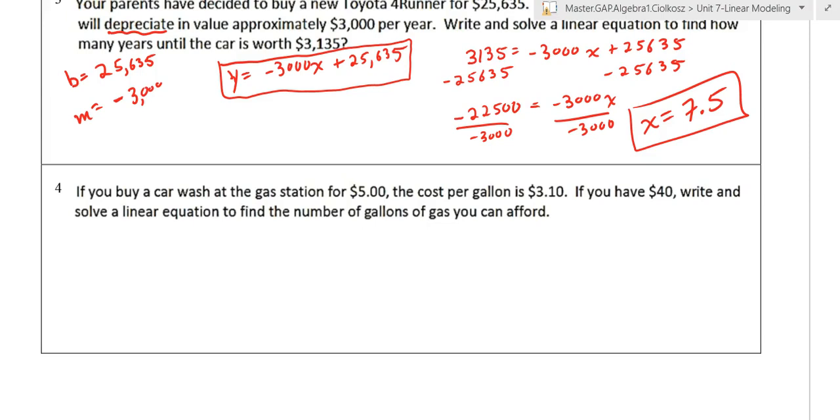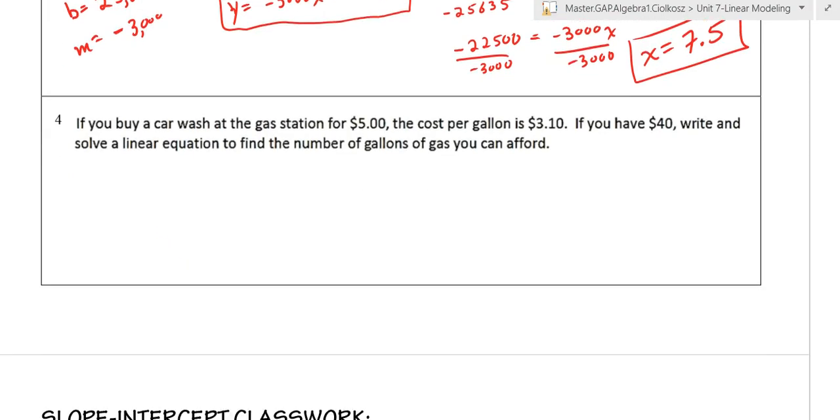Take a second now, read problem 4. So, we're buying a car wash at the gas station for $5. So that's a one-time cost. It's our b. Per gallon the cost, that's my m, $3.10. So for our equation, we're here.